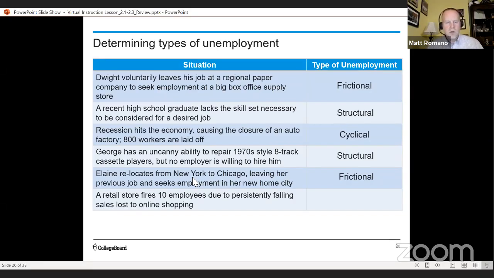And then finally, one more. Retail store fires 10 employees due to persistently falling sales, lost to online shopping. So this brick and mortar store isn't doing so well. People are buying their goods online instead. As a result, people are losing their job. That's going to be cyclical unemployment. So again, just some basic examples so that we can identify them. That's not uncommon in AP Macro that you'd have to identify the different types of unemployment.